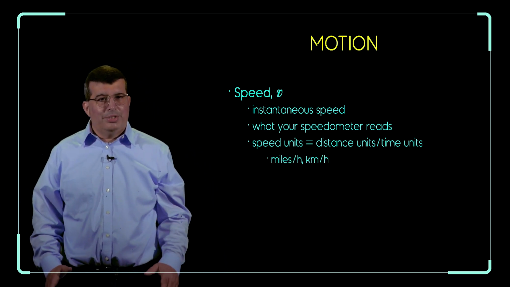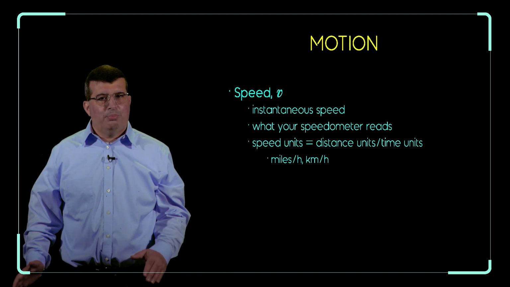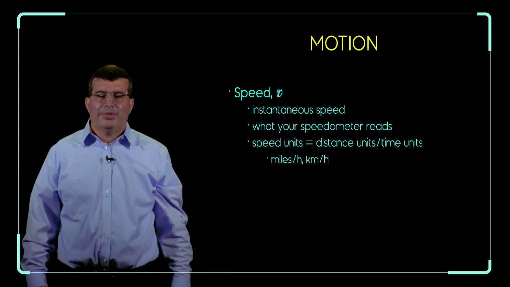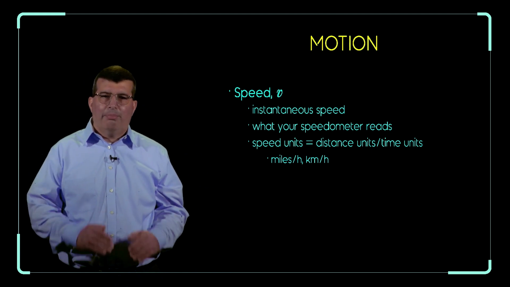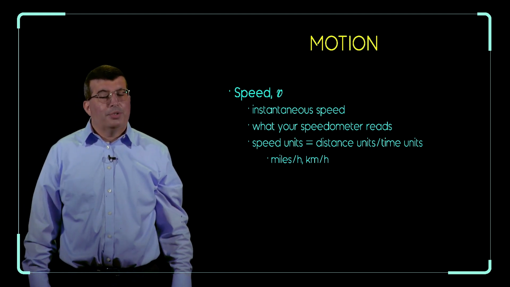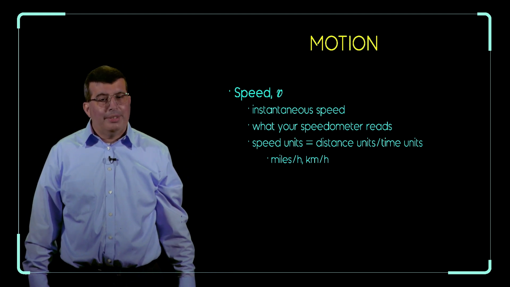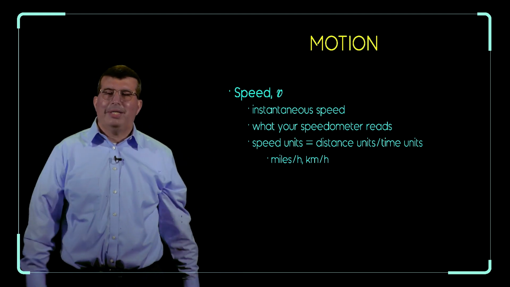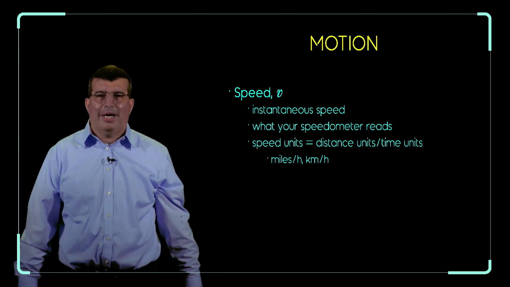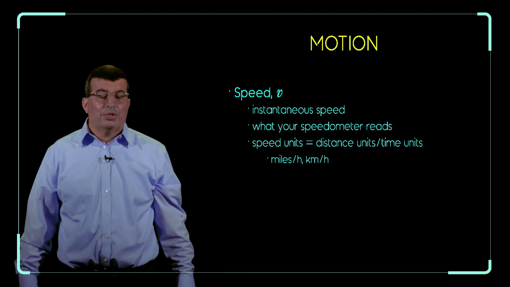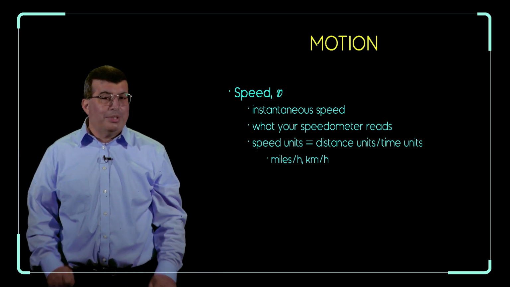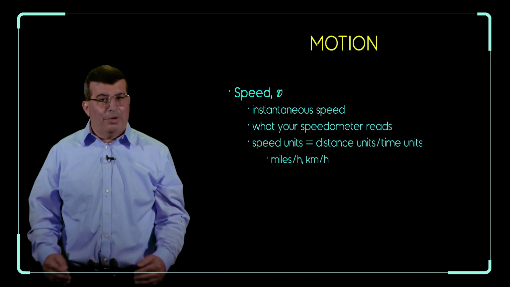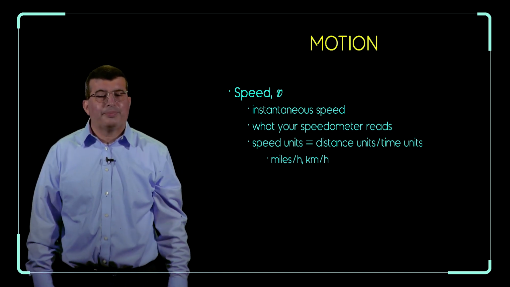Which is a distance unit divided by a time unit. So speed has units of distance divided by units of time. So miles of distance per hour of time. Your speedometer might also read in kilometers per hour. That is a different unit of distance divided by an hour, the same unit of time. So the numbers will be slightly different because the units are different for the same speed. They've already done the unit conversion for you.